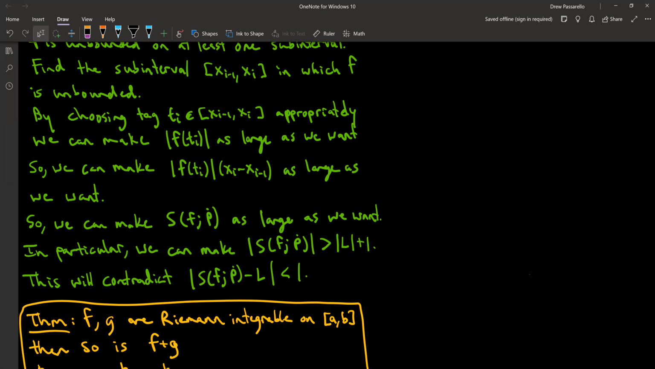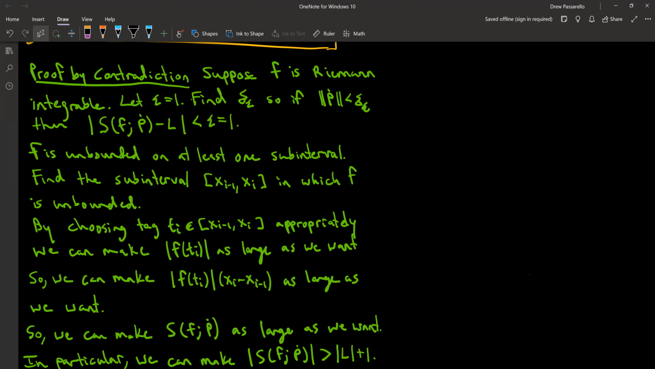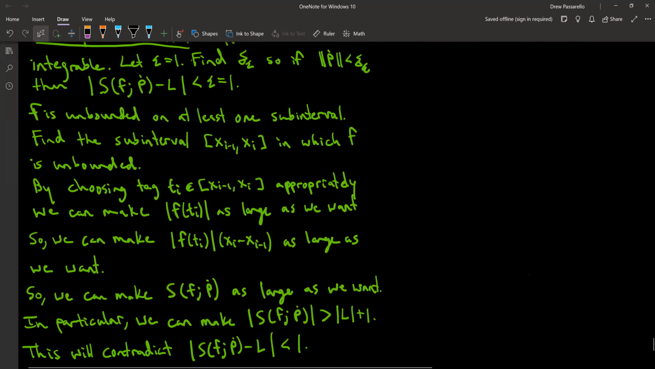All right, so it probably could have been written a little bit more formally, but that is the proof by contradiction. We're using the fact that f is unbounded, so that we can choose our tag so that the absolute value of f of t_i is as large as we want, to make it such that when we do the Riemann sum, it's as large as we want. And in particular, it's so large that the absolute value of that Riemann sum is greater than the absolute value of L plus 1, which would contradict our assumption of f being Riemann integrable.